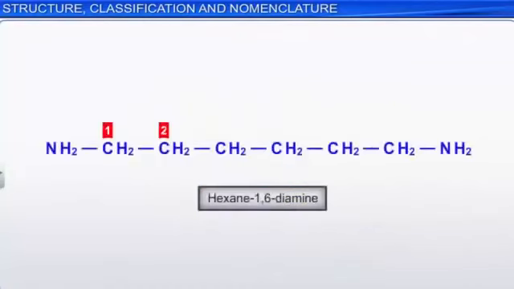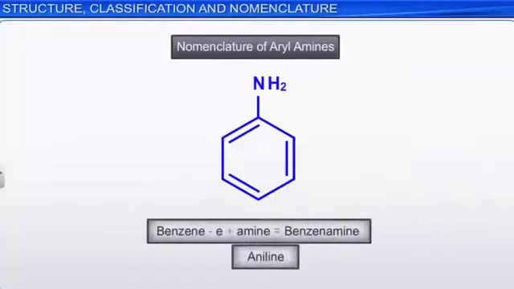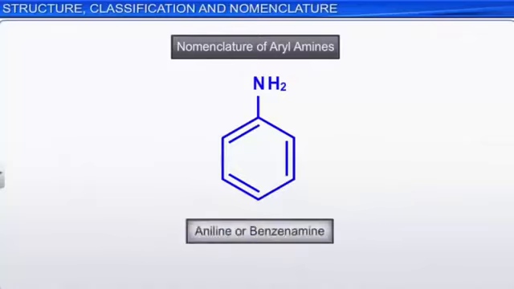Similarly, the given compound with two amine groups at 1 and 6 positions is named hexane-1,6-diamine. Now let us see the nomenclature of aryl amines. While naming aryl amines according to the IUPAC system, the suffix E of the arene is replaced by amine. Thus, in the IUPAC system, aniline is named benzenamine. Note that aniline has also been accepted as the IUPAC name.